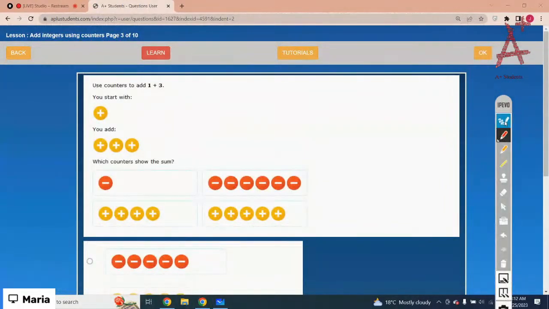Okay, the next one is 1 plus 3. Both the numbers are positive, so they have the positive counters. Got it? And because both the numbers are positive, just add the counters. Here you have 1 and 3, so together they make 4 positive counters. That would be this one. This is the correct option. Got it?